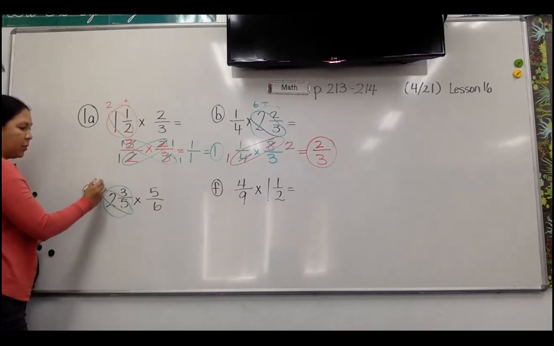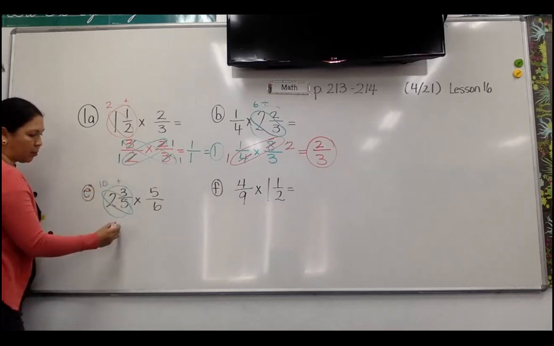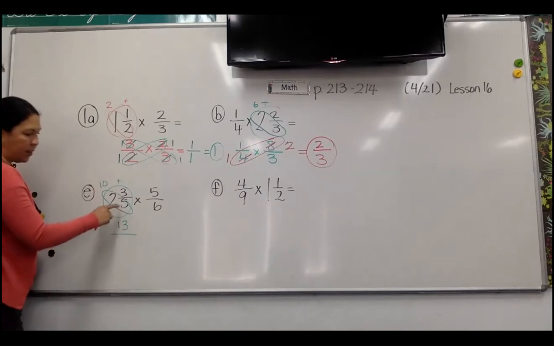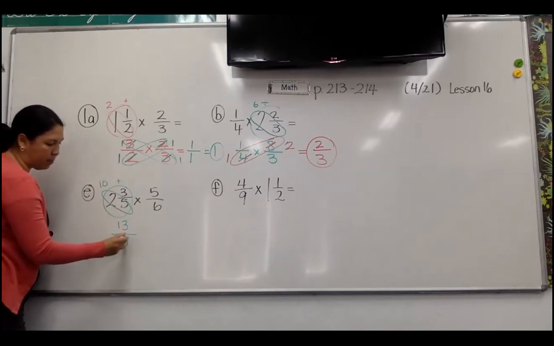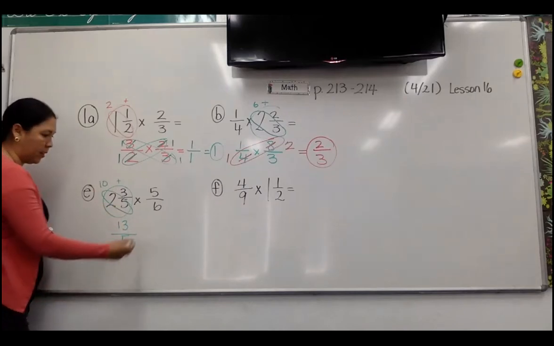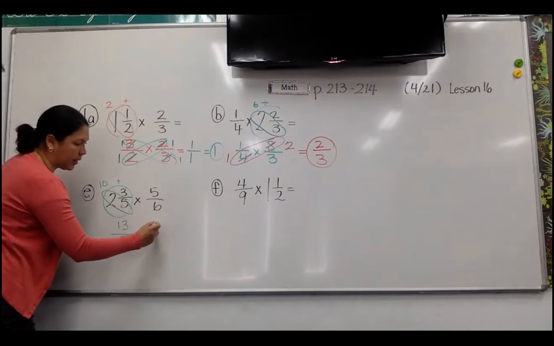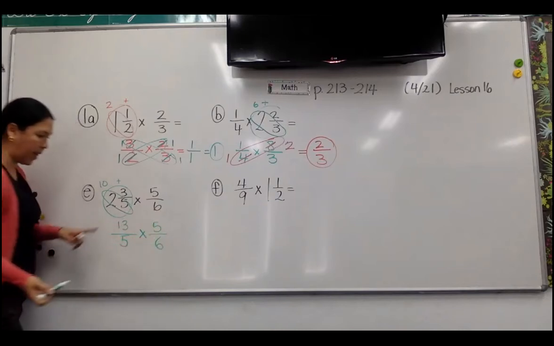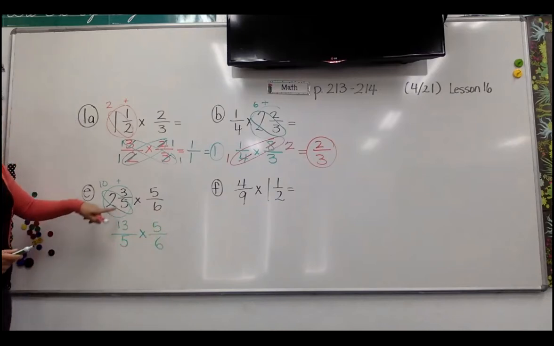5 times 2 is 10. 10 plus 3 is 13. The denominator stays the same, 13/5, times 5/6. Okay, you're like, how did you get that, Miss Roach? 5 times 2 is 10. 10 plus 3 is 13. My denominator stays the same.